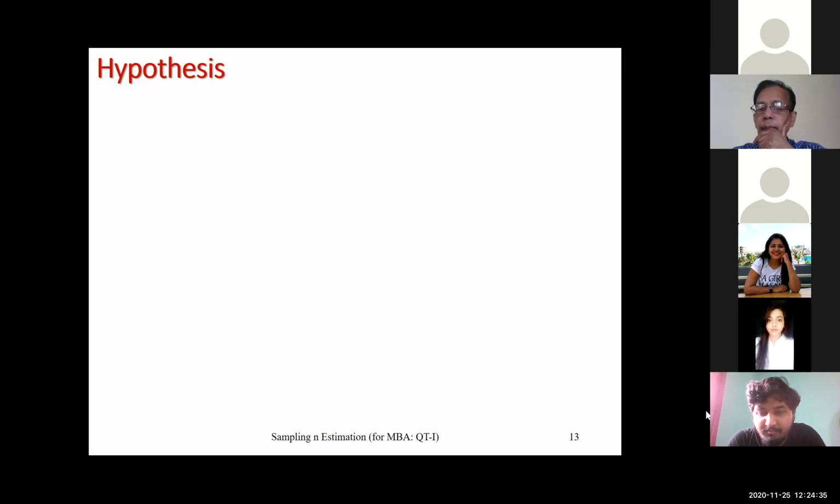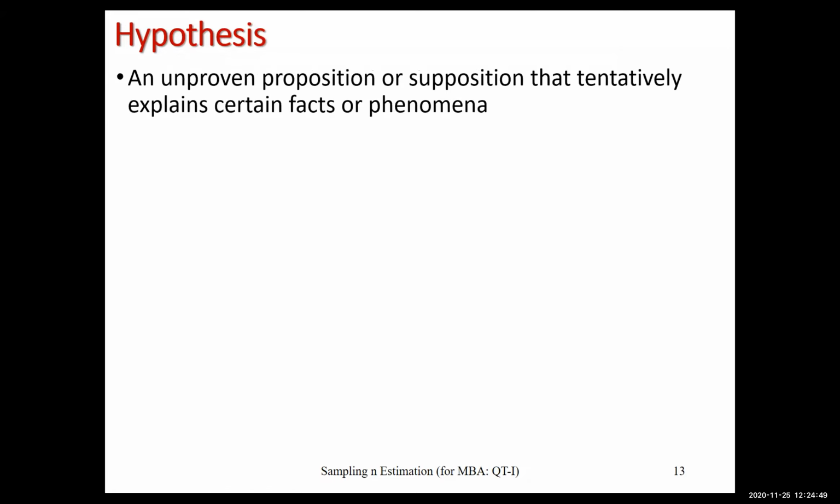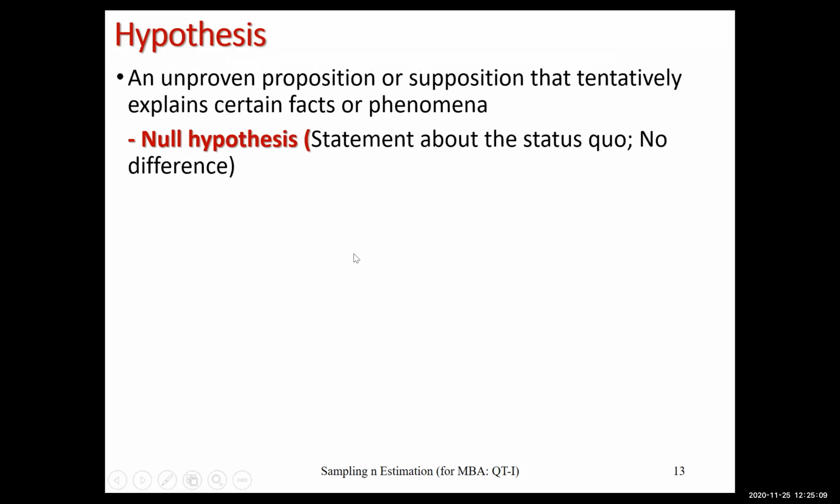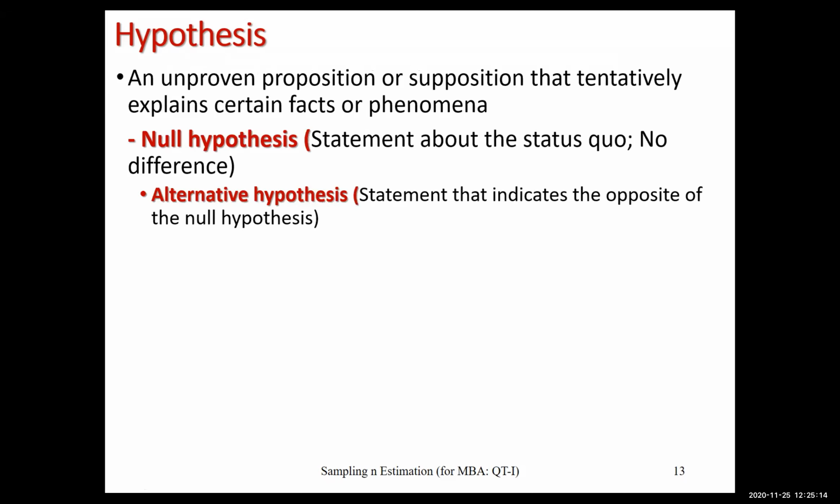Yes, sir. So hypothesis is an assumption or a proposition that we prove. All of you please note it down. They are just some proposition or assumption which should be tested for its being true or false. So this is the definition we can have. There are so many definitions. Hypothesis is an unproven proposition or supposition that tentatively explains certain facts or phenomena. Phenomena is plural, phenomenon is singular. Okay. We have got two types of hypothesis. One is null hypothesis. Another is called alternative hypothesis.